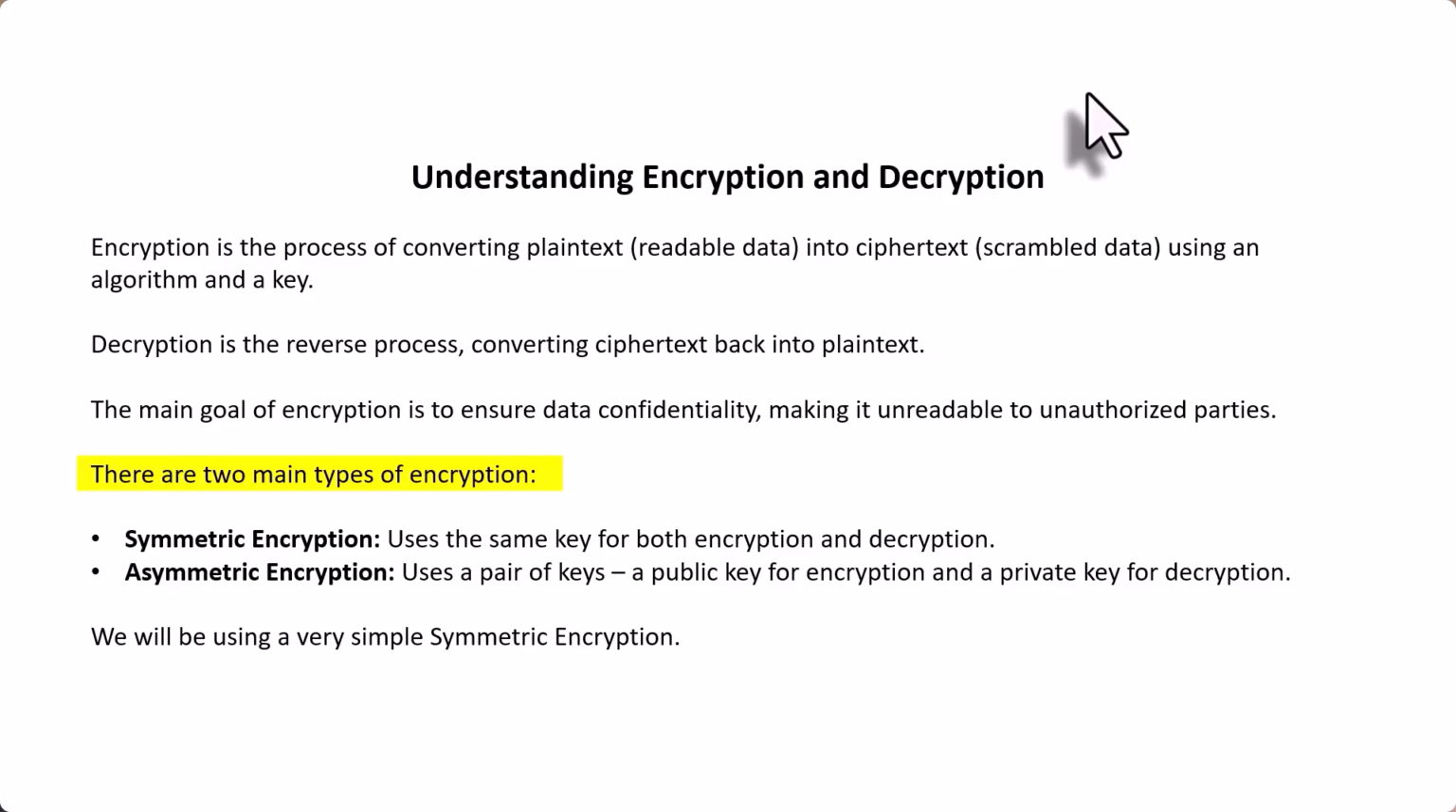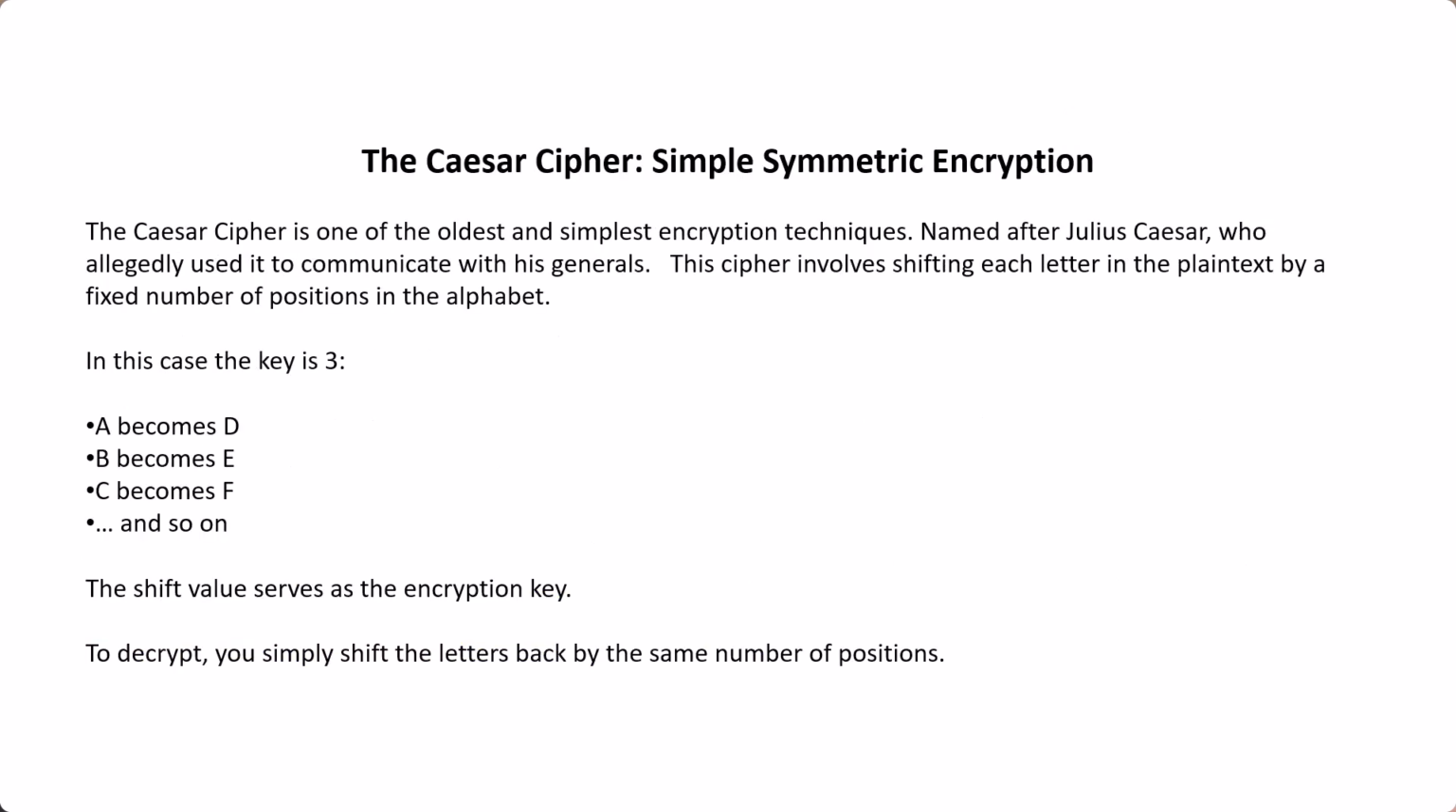There are two main types of encryption. Symmetric encryption uses the same key for both encryption and decryption, and asymmetric encryption uses a pair of keys, a public key for encryption and a private key for decryption. We'll be using a very simple symmetric encryption. And we're going to use the Caesar cipher. It's a simple symmetric encryption.